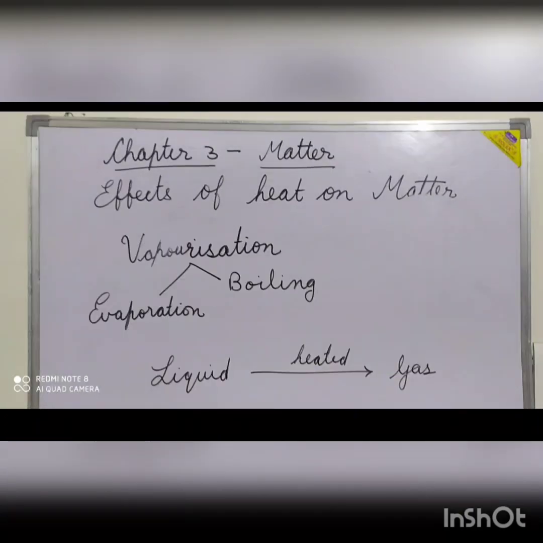Next change of state is vaporization. In this process, a liquid absorbs heat and changes into the gaseous state. There are two ways in which a liquid changes into the gaseous state. First, evaporation. It is the slow and gradual conversion of a liquid into its gaseous state at all temperatures. It occurs only from the surface of the liquid and depends on the speed of wind and the surface area.